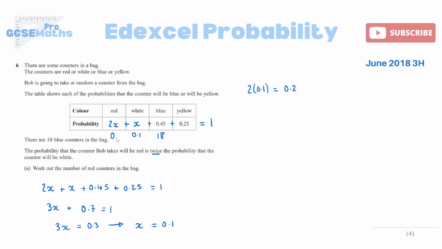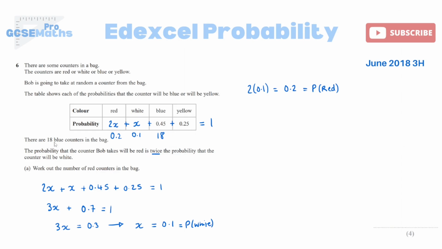So that's red. So I always like to use algebra when I've got this kind of box missing. And it's not necessarily as obvious as the two probabilities are equal. In this case, if they weren't equal, it was a bit harder to figure out. So we've got all our probabilities now. That one is probability of red. This one is probability of white.